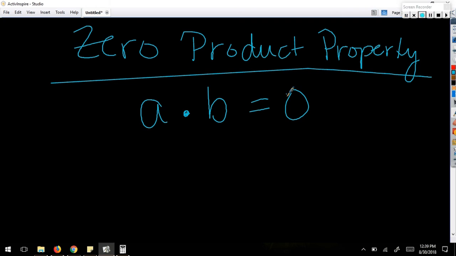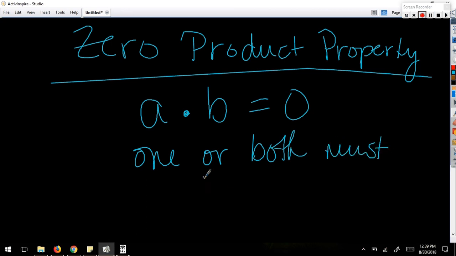James, I saw your hand first. It has to be 0. Good job. One or both have to be 0. There is no other way to get 0 when you multiply two things together unless one or both of them is 0.